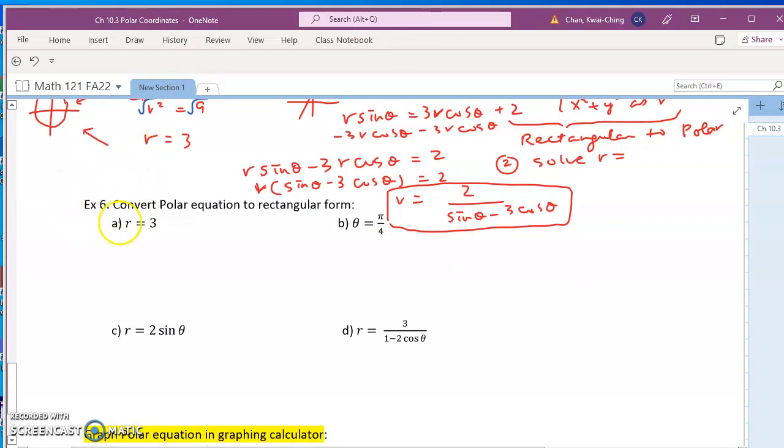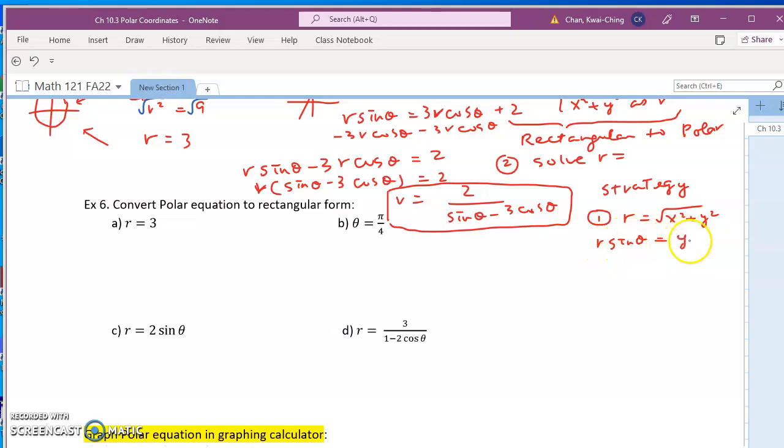What about converting it back? If someone gives you a polar equation, how can you convert it into rectangular form? The strategy would be step 1: whenever you see r, you replace it with the square root of x squared plus y squared, right? And whenever you see r sine theta, you replace it with y. And whenever you see r cosine theta, you write it as x.